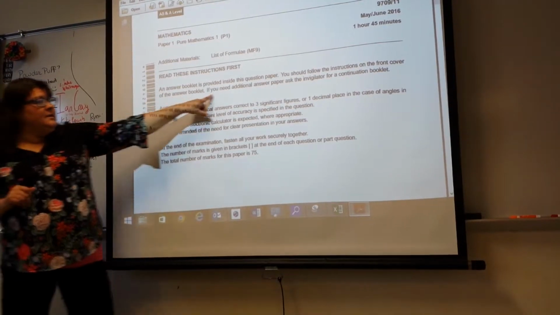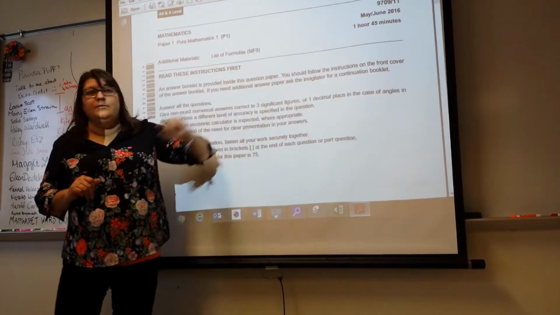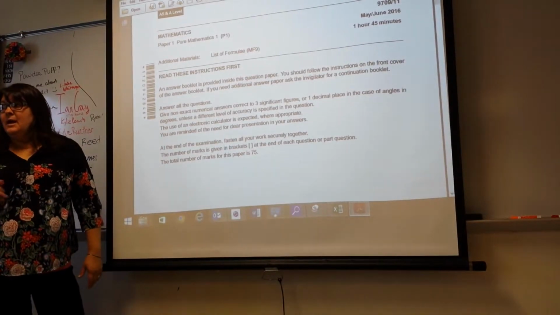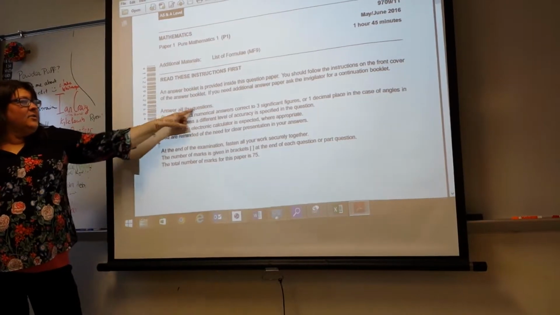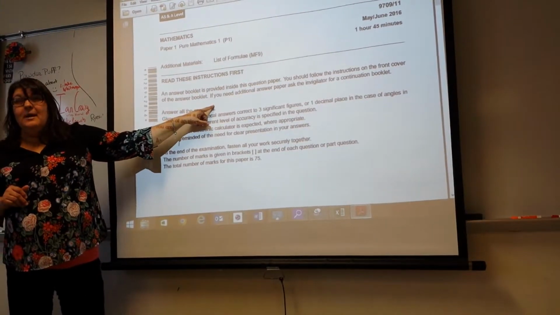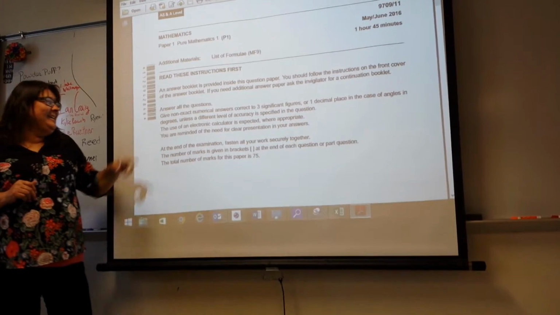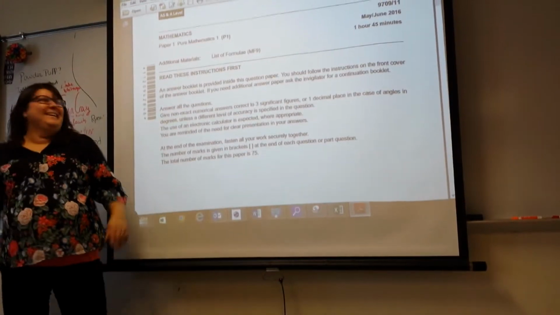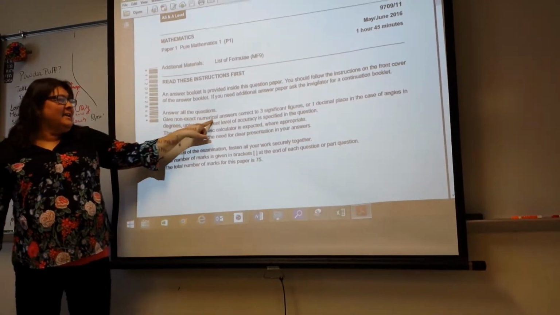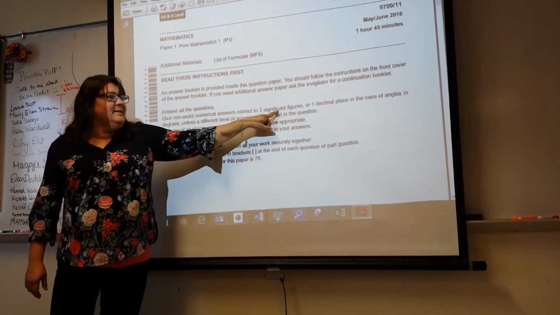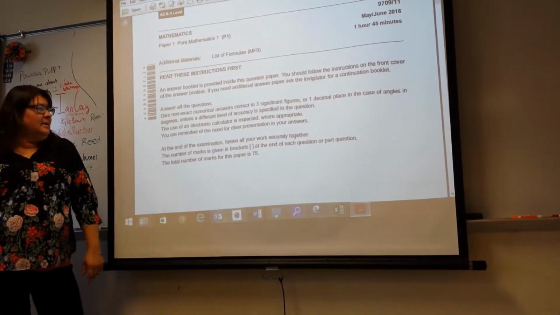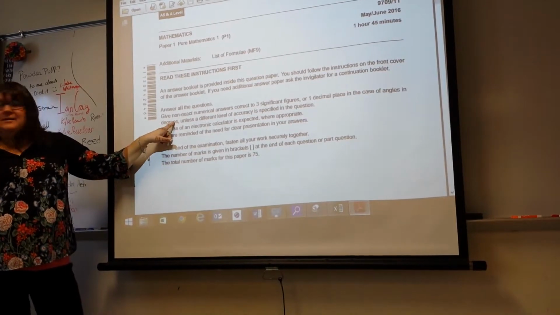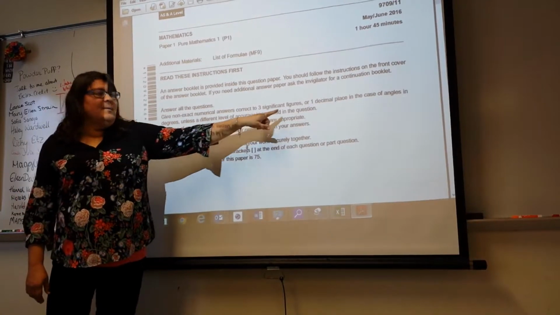So if you need additional paper, ask the invigilator for a continuation booklet. Answer all the questions. Oh, I didn't know that. I know. That's a big one. Give non-exact numerical answers to 3 significant figures or 1 decimal place in case of angles in degrees, unless a different level of accuracy is specified.